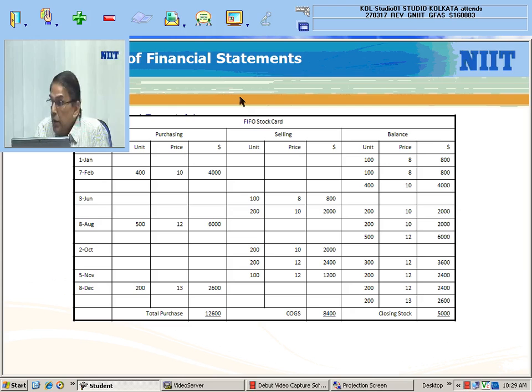you are able to see the table, isn't it? Any problem in seeing the table on your screen? Because I am explaining from that table, FIFO stock card. So are you having any problem in reading the details in the FIFO stock card? Yes or no?